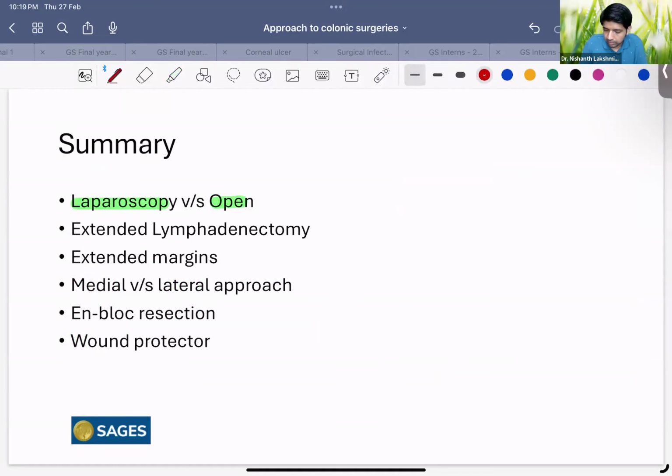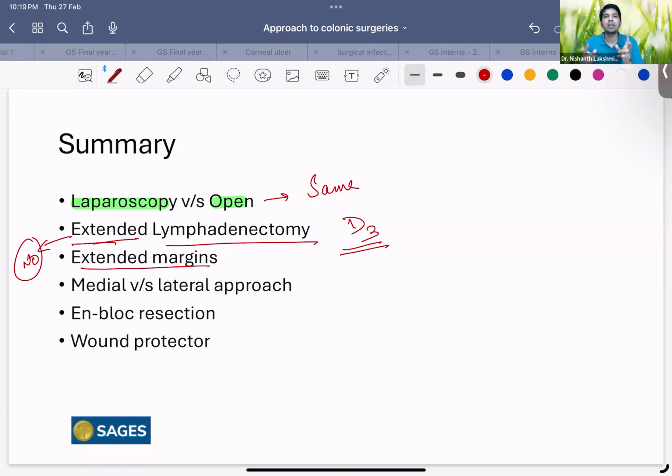Laparoscopy versus open, same. Is there a role for extended lymphadenectomy? That is, D3 lymphadenectomy is the best, but don't say because I've come to SMA, I will also remove lymph nodes near the IMA. That is extended lymphadenectomy, no role. It does not help the patient, but D3 is the best.